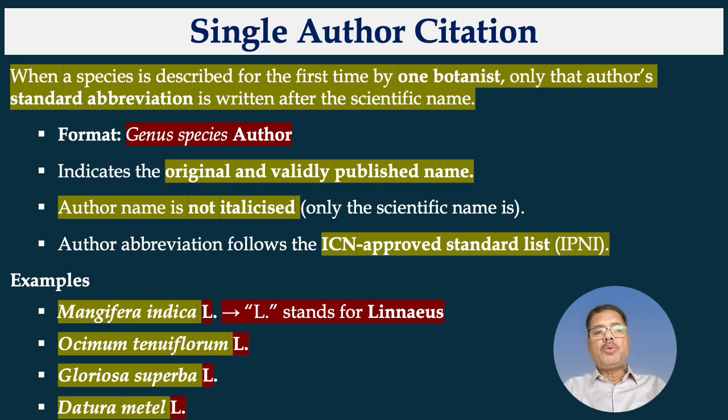The abbreviation used must follow the ICN approved standard list, such as those provided by the IPNI. For example, Mangifera indica, Ocimum tenuiflorum, Gloriosa superba, and Datura metel all carry the abbreviation L. to show that these species were first validly described by Linnaeus.